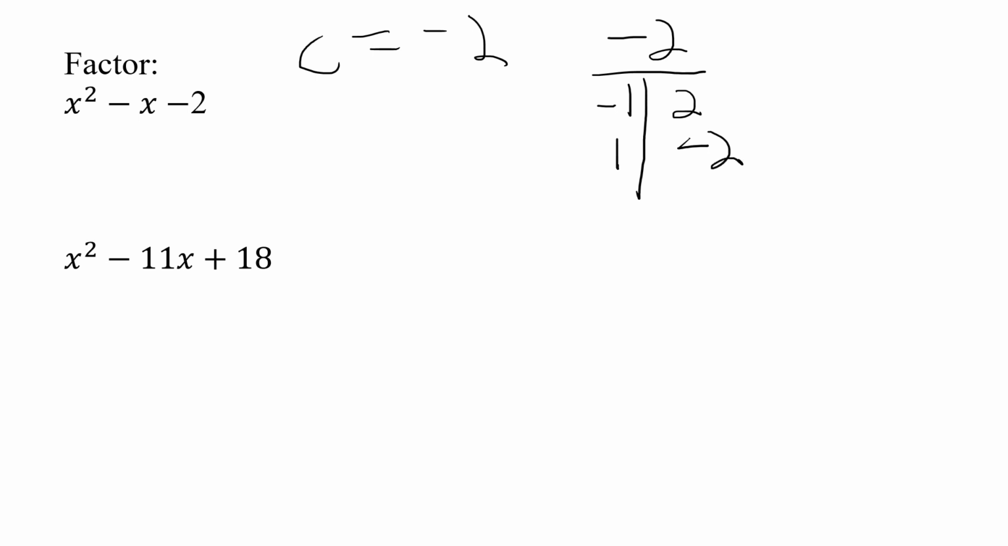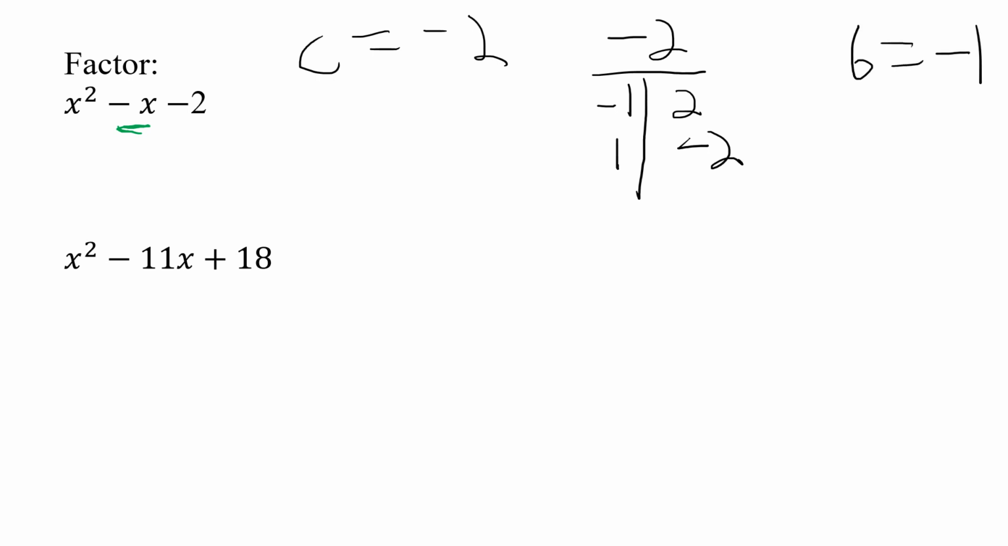So which way is the right way? Well, take a look at your b. b here is that negative in front of the x. Of course, when there's a negative in front of an x, or just nothing in front of an x, we know that there is an invisible 1 there. So b is negative 1.